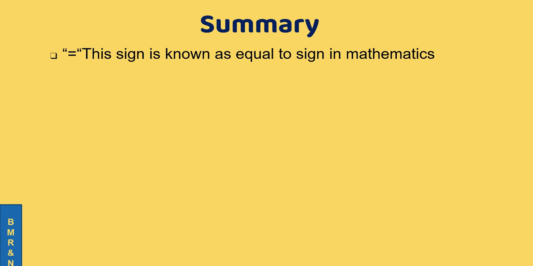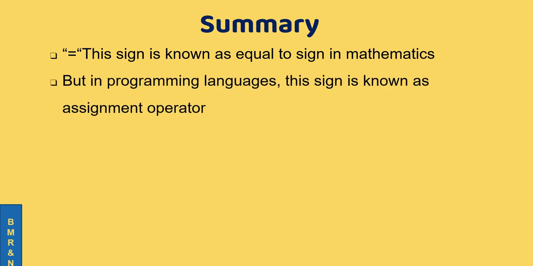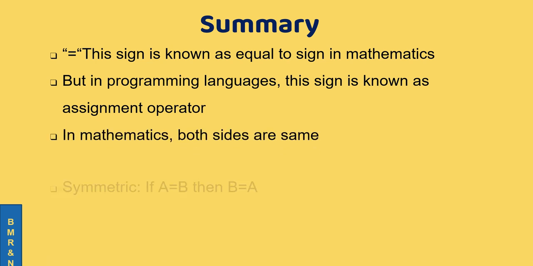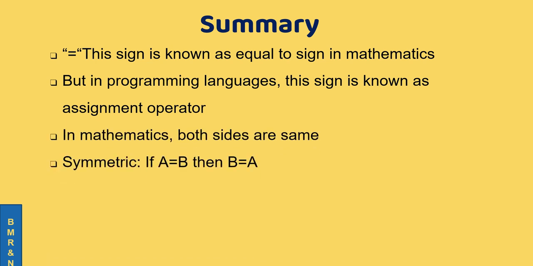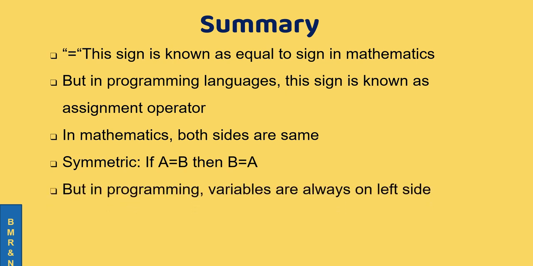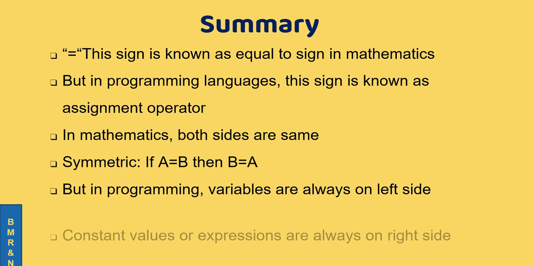This sign is known as equal to sign in mathematics, but in programming languages, this sign is known as assignment operator. In mathematics, both sides are same. We can write like this: if A is equal to B, implies that B is equal to A. But in case of programming, variables are always written on left side and values or expressions are always written on right side. So first of all, the expressions on the right side will be evaluated and then the final value will be assigned to the variable on left.